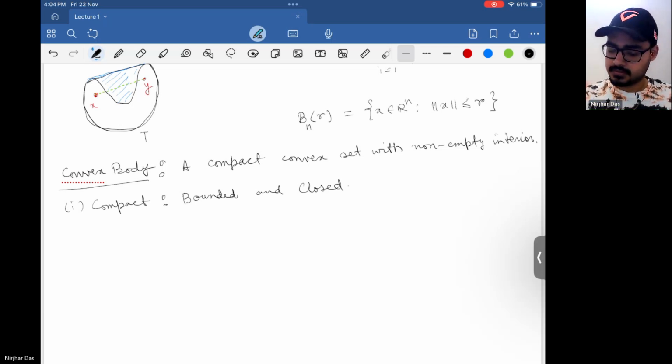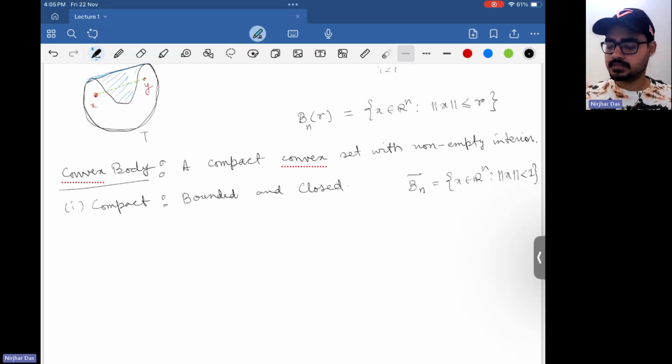So for example, if we have this, say B_n, which I define as norm of x strictly less than 1, right? And now I take a sequence of points whose norm will converge to 1, then that limit point where the norm is actually 1 is not inside this set B_n. So this is not closed. So closed requires that you also have all limit points of the set included in that set.